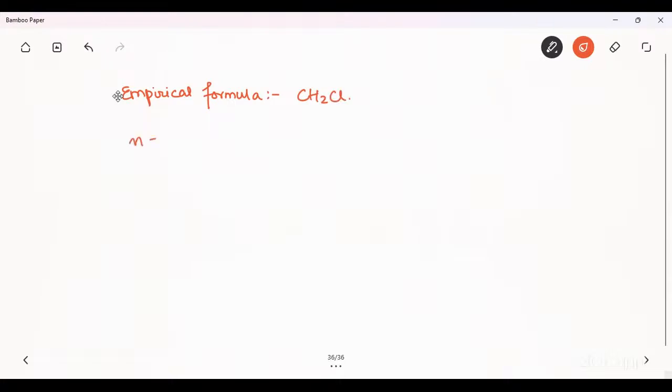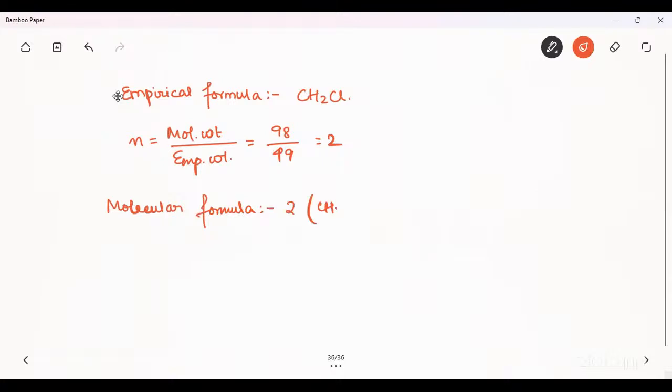Now, what is the formula if they ask you about the molecular formula? N is the molecular weight divided by empirical weight. So it's 98 by 49. So it's 2. So what will be the molecular formula? It will come as 2 into CH2Cl. So it will be C2H4Cl2. This is the empirical formula. This is the molecular formula.